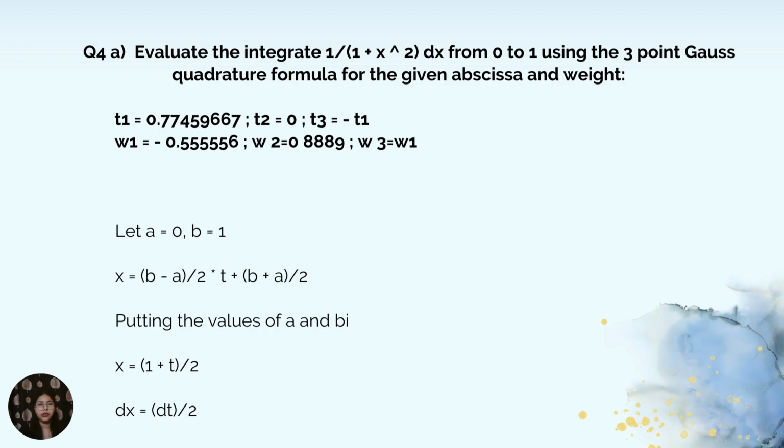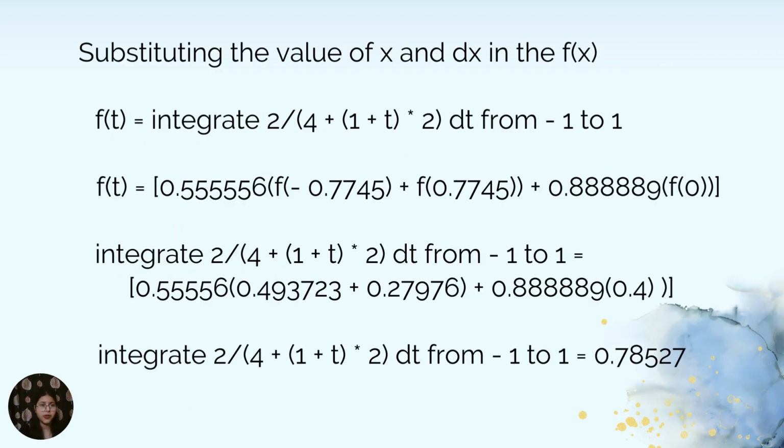Let a is equal to 0 and b is equal to 1, then x is equal to (b minus a) by 2 multiplied by t plus (b plus a) divided by 2. Putting the values of a and b, x is equal to (1 plus t) by 2, and we differentiate this. We substitute the value of x and dx in f of x. Then the function of t is the integral of 2 by 4 plus (1 plus t) squared dt from minus 1 to 1.